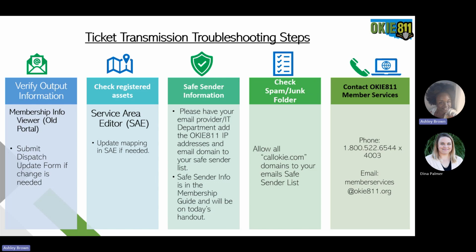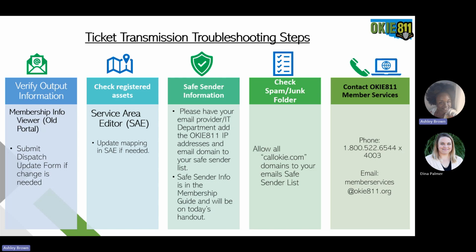Once you verify that your output information is correct, you want to take a look at the service area editor to make sure that you've registered all of the areas that your company owns or operates and that you want to be notified of. So let's say your company acquires new underground lines, but you don't register them with Oki 811. Well, then you won't be notified when work is taking place near those lines, and it's going to put the facility and the public at risk.